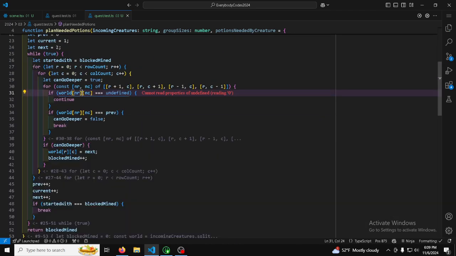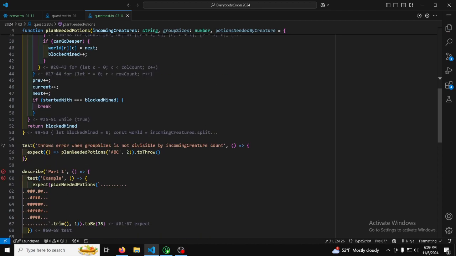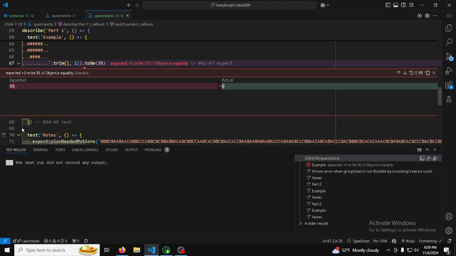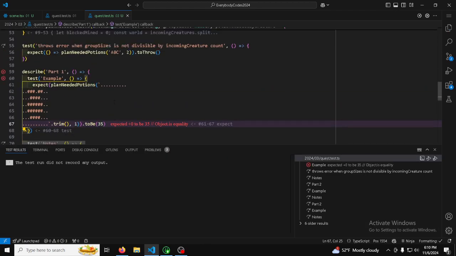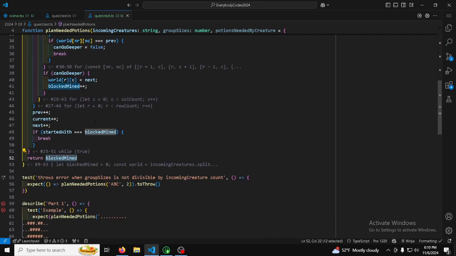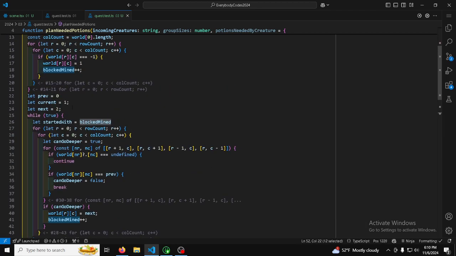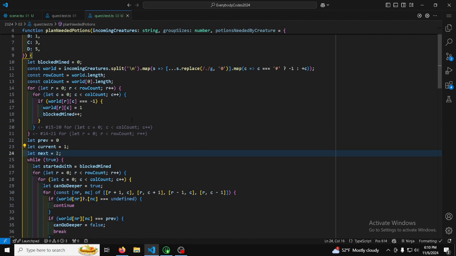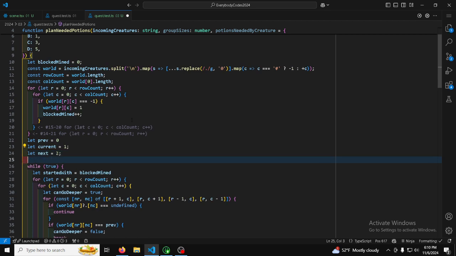Cannot read undefined zero. That's right, question mark dot, optional chaining. That row might not exist. 35, zero. I returned zero. I didn't mine anything. Hey, buddy, why didn't... I need to look at my world.